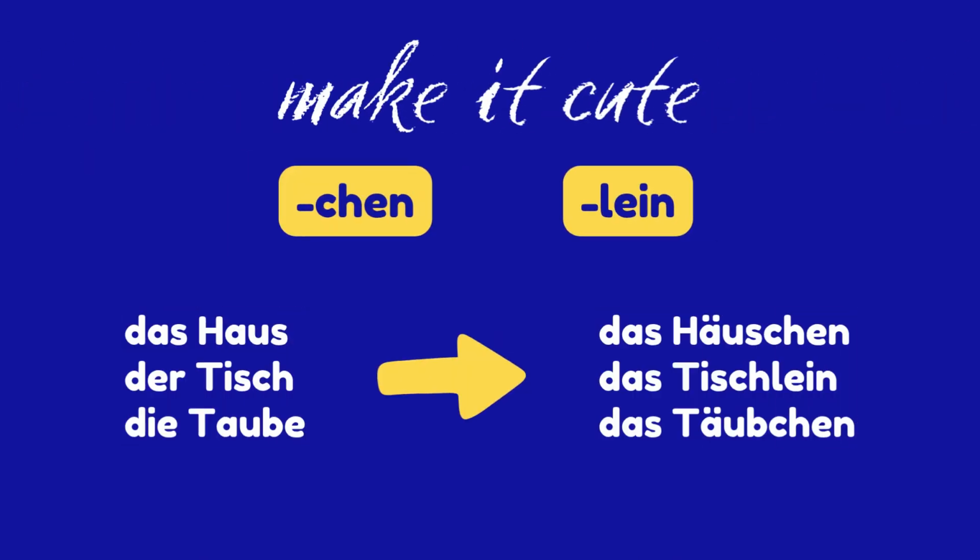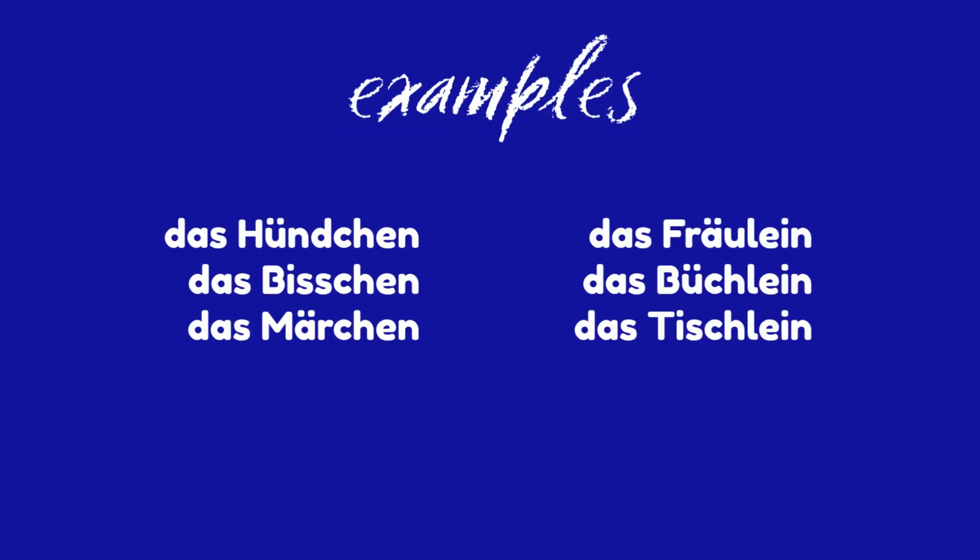So even if the original word had a different ending, once you make it cute, it turns into a neutral word. Let's look at some examples. When we make a word cute, we add the right ending, chen or lein. Then we add an umlaut. Those are the dots on top of a, u or o. So Hund becomes Hündchen. Note that chen is the more common and modern way to cutify a word.